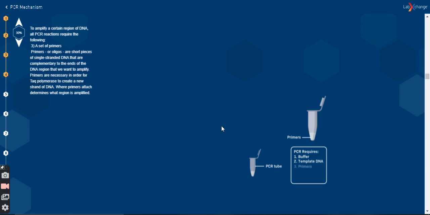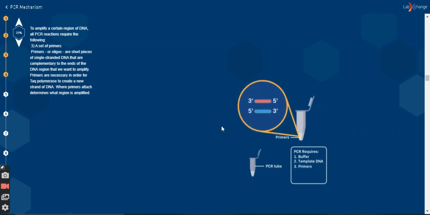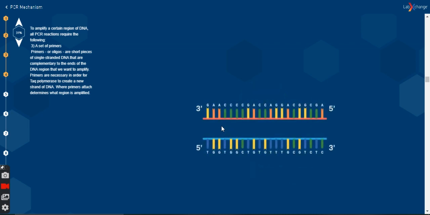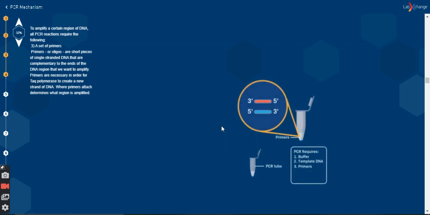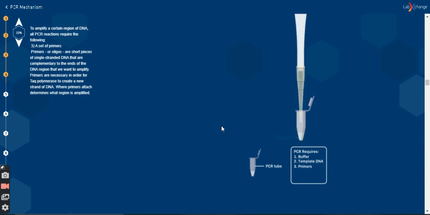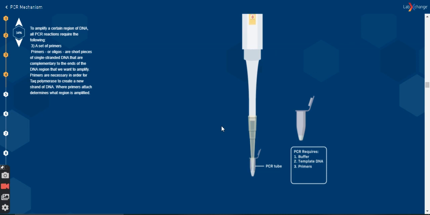Next, we need a set of primers. Primers, or oligos, are short pieces of single-stranded DNA that are complementary to the ends of the DNA region that we want to amplify. Primers are necessary for Taq polymerase to create a new strand of DNA. Where primers attach determines what region is amplified.